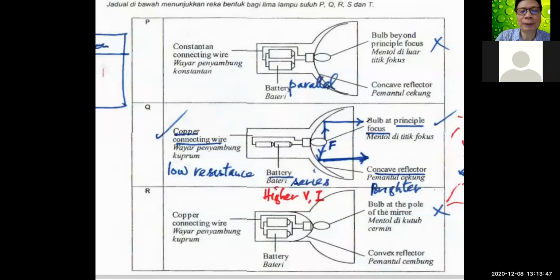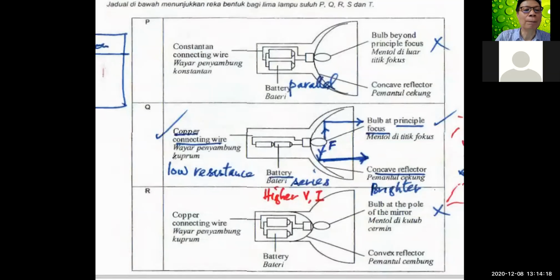And bulb at principal focus, you already know, produces a parallel light beam. And the last one is, why must we choose a concave reflector? Must be concave shape. This concave reflector, right, will reflect the light parallel, okay? And it becomes brighter. That's the reason now, okay? Right, now you're supposed to give the answer now.